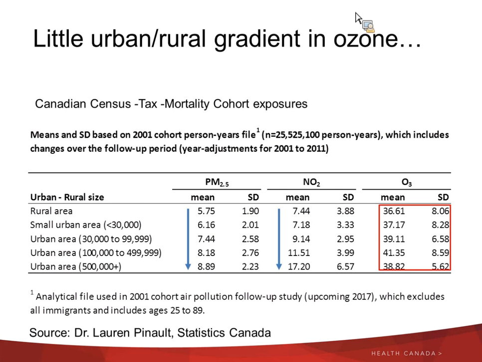These surfaces have been applied to assign exposure to a number of cohorts, again, such as the Canadian census tax mortality cohort. This has allowed investigators to map exposure to both urban and rural areas. You can see here that there's a clear gradient of increasing exposure to both PM2.5 and NO2 moving from rural to urban areas. But in the case of ozone, there's a very limited difference between rural and urban areas, and I'll say a little bit more about that in a few minutes.